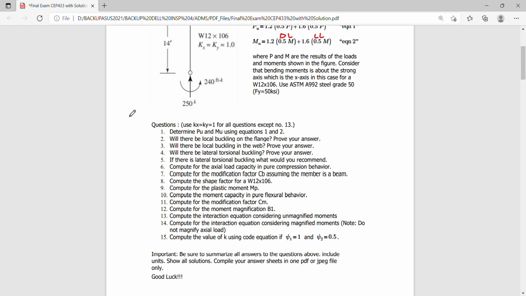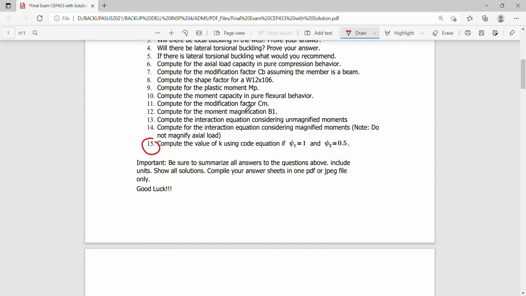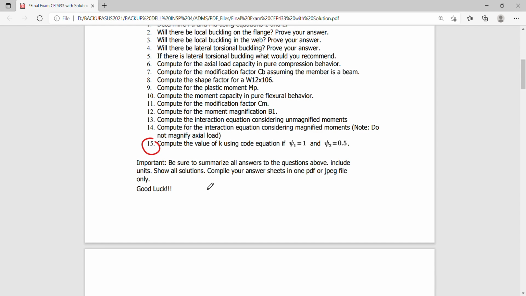So this is actually a simple beam column procedure. Except for number 15, wherein we're just asked to find the value of K in addition to the assumed value of K equals 1.0, maybe for the purpose of comparison. We later summarize the answers, and this is an instruction to the quiz takers just for compliance.